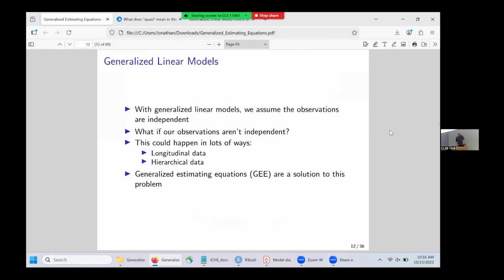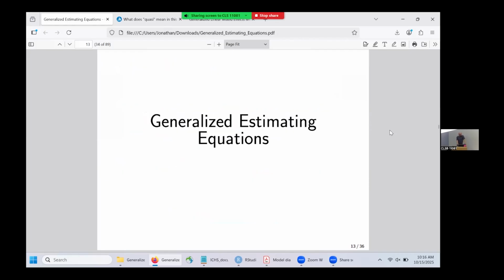So generalized estimating equations are a solution to this problem, and they arise out of GLMs. So that's why I spent some time talking about GLMs first. But now we can talk about GEE.